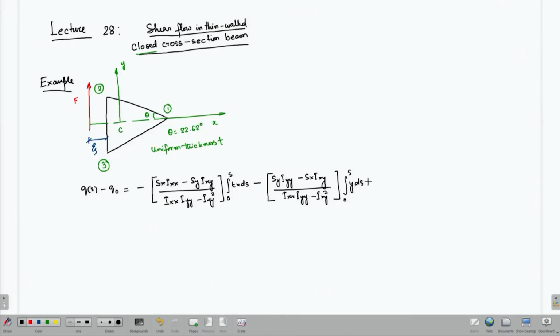Hello, welcome to lecture 28. In this lecture, we will be still dealing with shear flow in thin walled closed cross section beam. So, we will solve certain examples to have more understanding of the theory that we have discussed in the earlier lecture. So, the figure that I have drawn is that of a thin walled isosceles triangle.